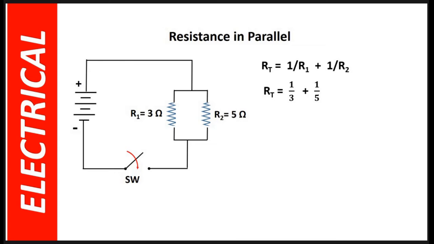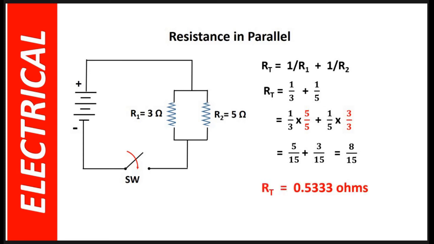Now to add fractions with different denominators, we need to find the least common denominator of 3 and 5, which is 15. Then we solve for equivalent fractions that use the common denominator 15. The best way to solve this is to multiply the first term with 5 over 5 plus the second term multiplied by 3 over 3, giving us 5 over 15 plus 3 over 15 equal to 8 over 15. So our total resistance is 0.5333 ohms.